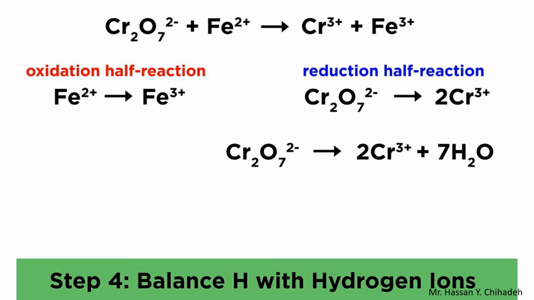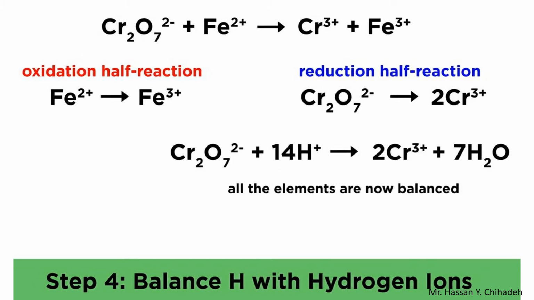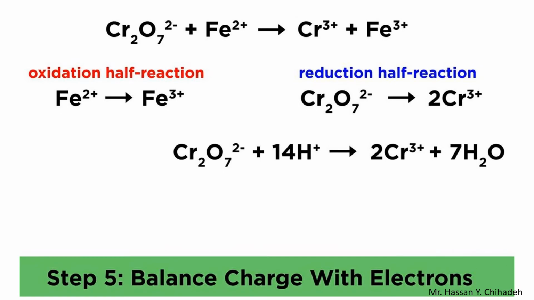Then this means all the elements are balanced. Here, Cr2O7 2- + 14H+ gives 2Cr3+ + 7H2O. All the elements in the half reaction are now balanced. Let's move to step 5, where we have to balance charge by adding electrons wherever needed.